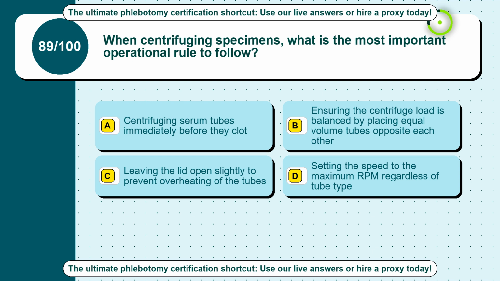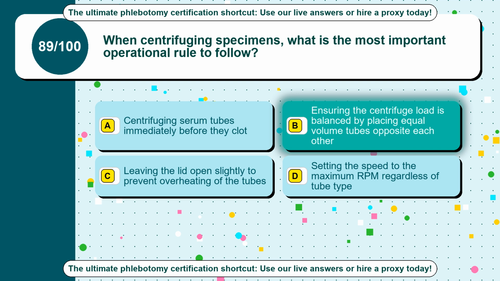Option A, centrifuging serum tubes immediately before they clot. Option B, ensuring the centrifuge load is balanced by placing equal volume tubes opposite each other. Option C, leaving the lid open slightly to prevent overheating of the tubes. Option D, setting the speed to the maximum RPM regardless of tube type. The correct answer is option B, ensuring the centrifuge load is balanced by placing equal volume tubes opposite each other.